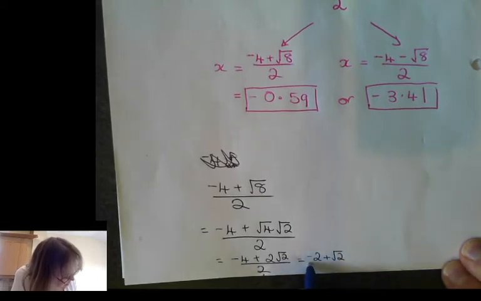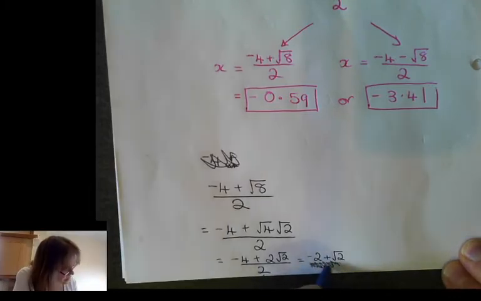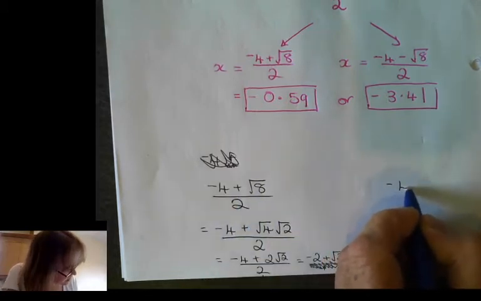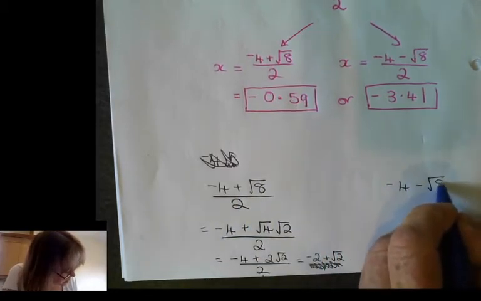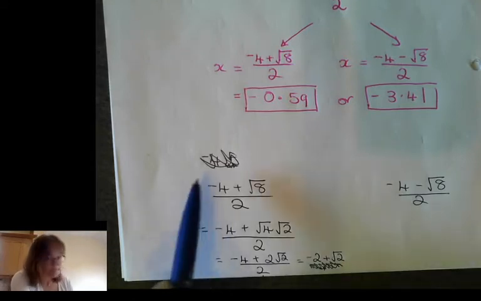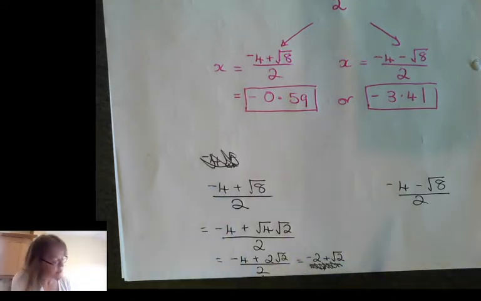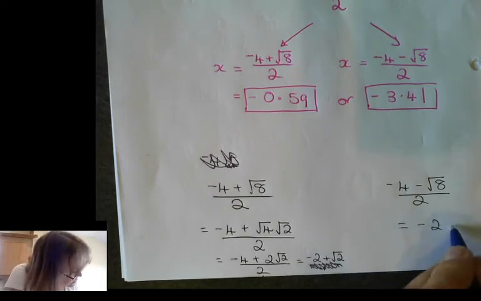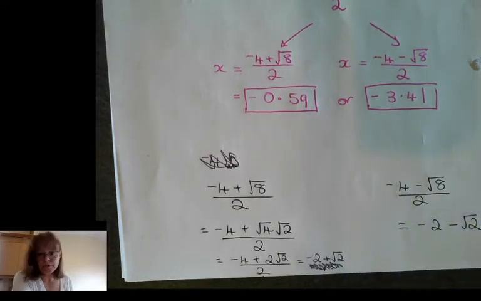And 2 divided by 2 is 1. So 2 divided by 2 is 1. And actually, I don't need to write that, do I? That would be tidier if I didn't write that at all. And the same thing with the one with the negative sign. I don't need to do all the maths again because it's the same maths as over here with the minus sign. So this one simplifies to negative 2 minus root 2.